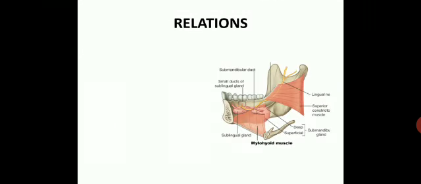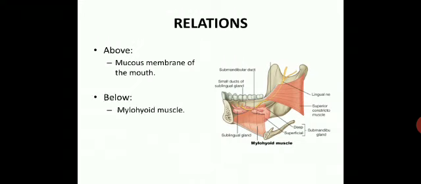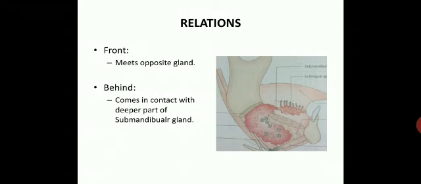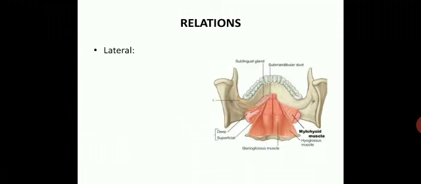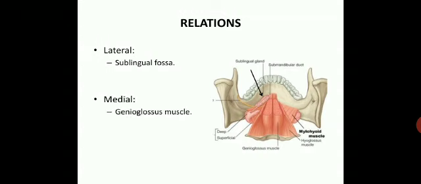Relations of the sublingual gland. Above, it is related to the mucous membrane of the mouth, and below it is related to the MYLOHYOID muscle. In front, it meets the opposite gland, and behind it comes in contact with the deeper part of the submandibular gland. Laterally, it is related to the sublingual fossa, and medially it is related to the GENIOHYOID muscle.